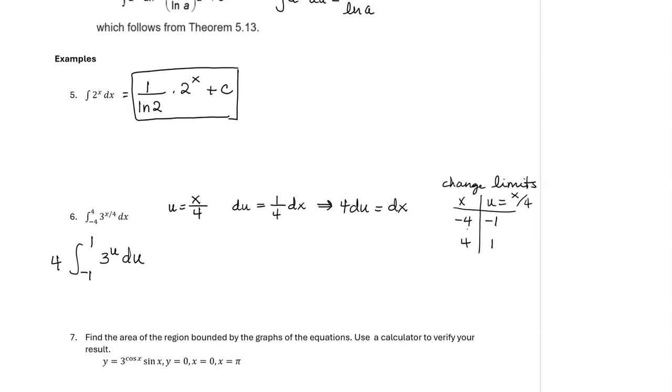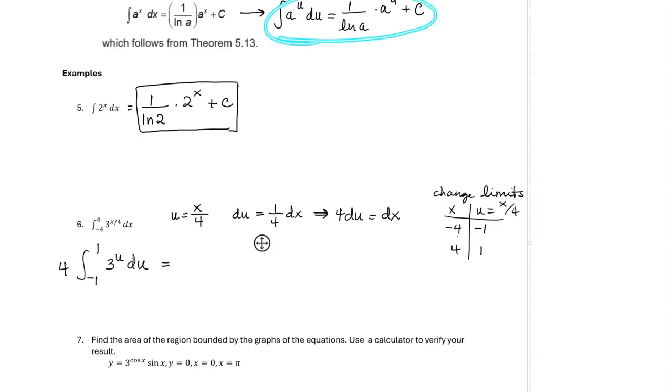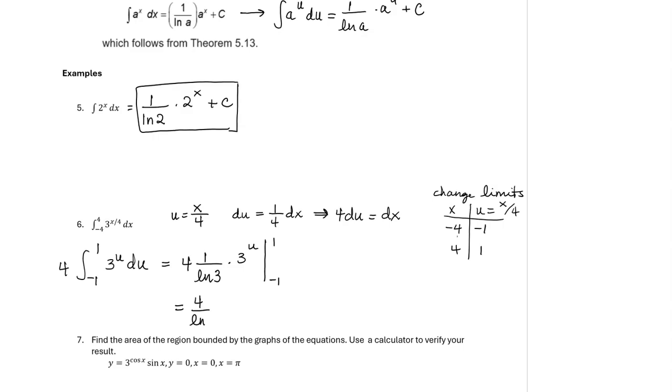So I'm left with simply the integral of 3 to the u du, which integrates into, now I'm applying this version of the rule. So we are left with, don't forget that constant of 4 in the front, 1 over natural log of 3 multiplied by 3 to the u, which needs to be evaluated from -1 to 1, which is going to give us 4 over natural log of 3.